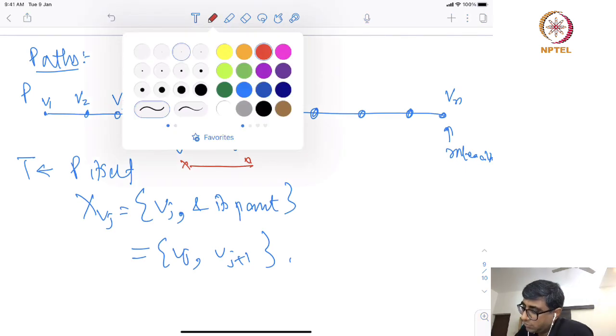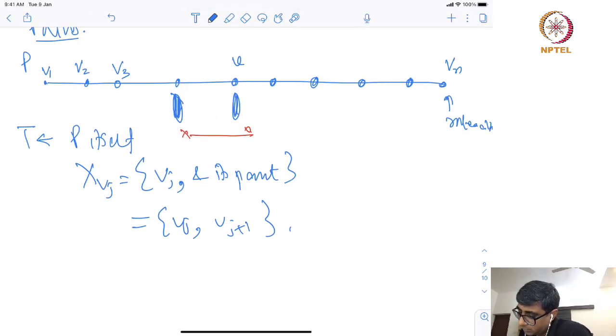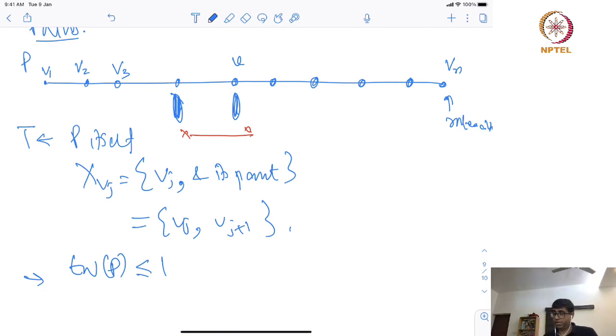And what is the width of this tree decomposition? Tree width of a path is at most 1, because every bag has size at most 2. Okay, that's great.